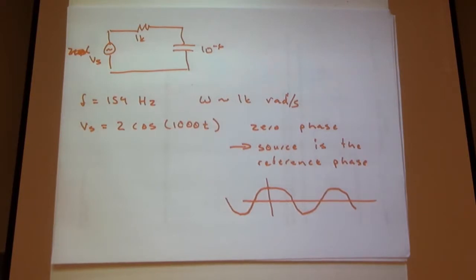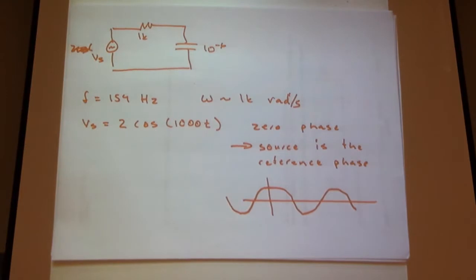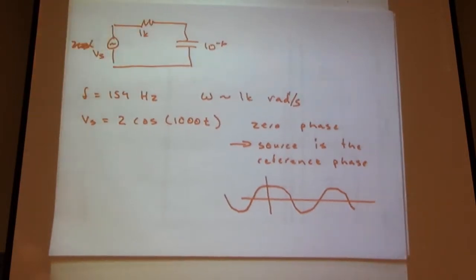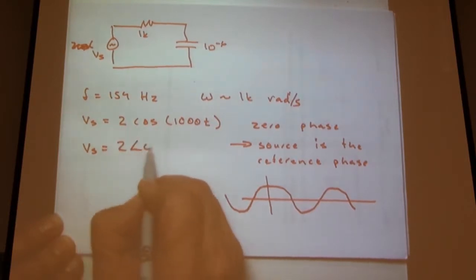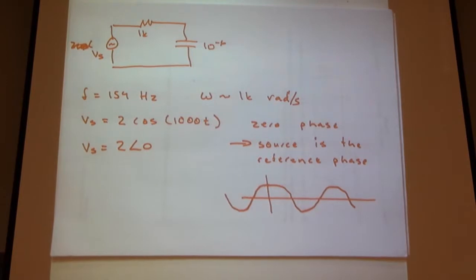Hook it up to a function generator or a discovery board. Set the amplitude to 2 volts. Set the frequency to 159 hertz, which gives us 1,000 radians per second. And lo and behold, we would measure this. And now, how do we know what we're doing? Well, in phasor form, Vs is 2 angle 0. We designated 0 phase for the source.